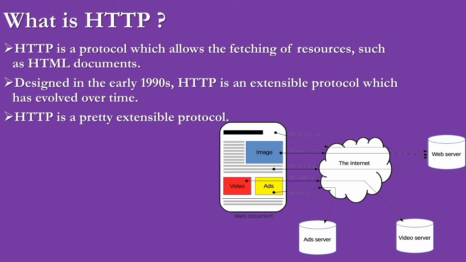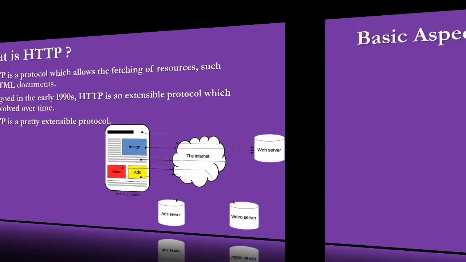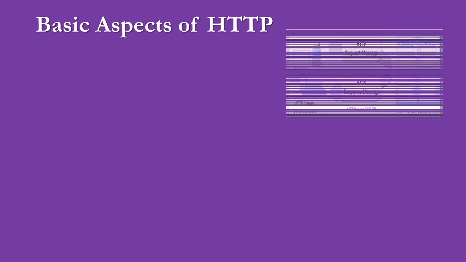HTTP is a pretty extensible protocol. It relies on a few basic concepts like the notion of resources and URLs, a simple structure of messages, and a client-server structure for the communication flow. On top of these basic concepts, numerous extensions have appeared over the years, adding new functionality and new semantics by creating new HTTP methods or headers. Now let's move to the basic aspects of HTTP.